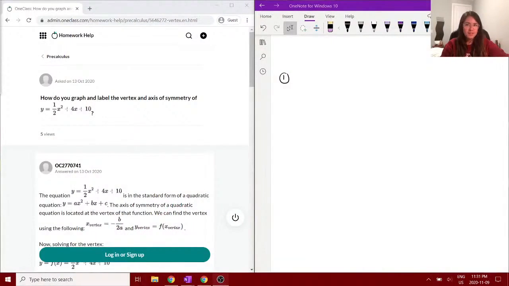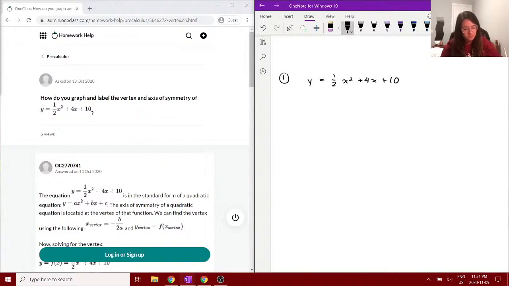Okay, so as you can see here, our first question is asking, how do you graph and label the vertex and axis of symmetry of y equals 1/2 x squared plus 4x plus 10. I'll just write that out here. y equals 1/2 x squared plus 4x plus 10.